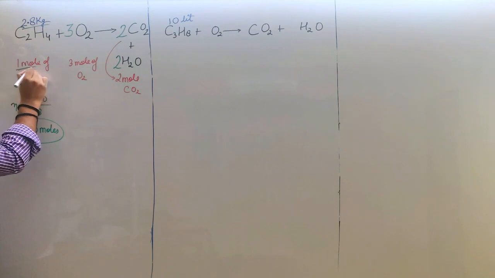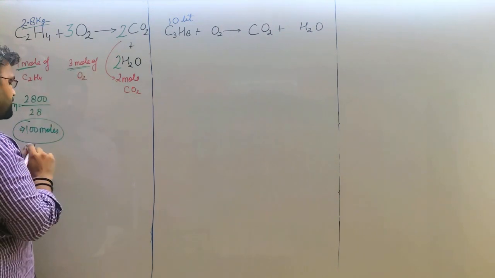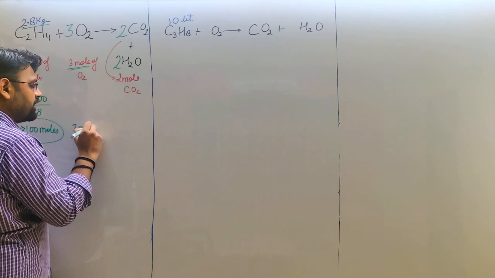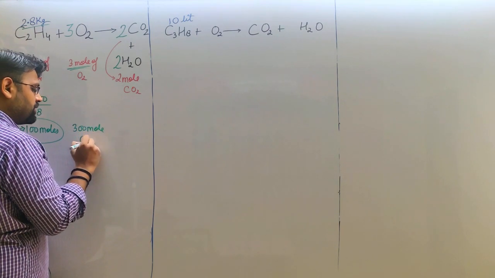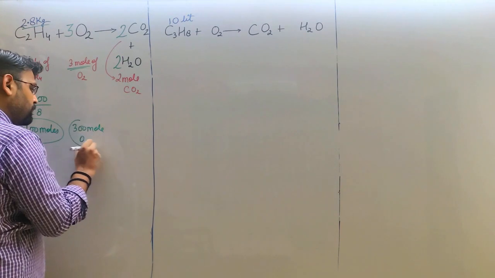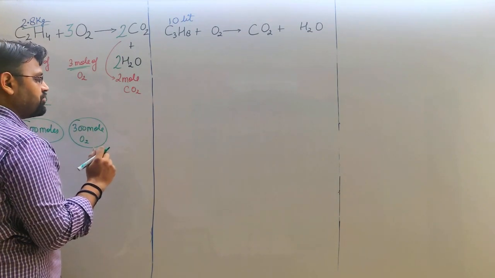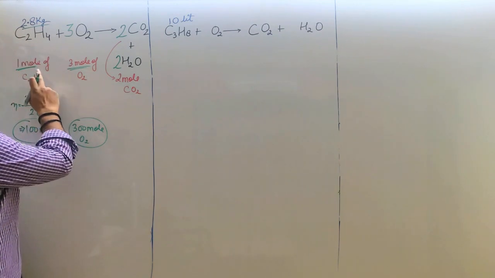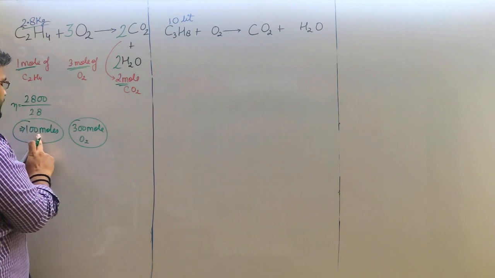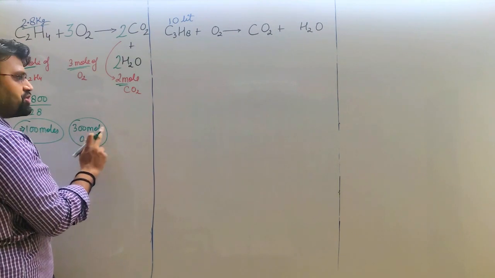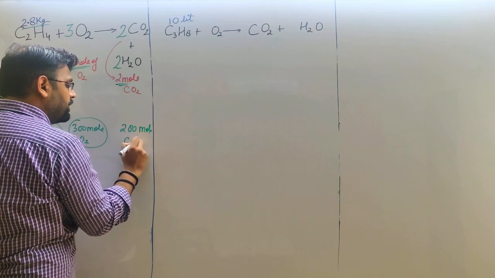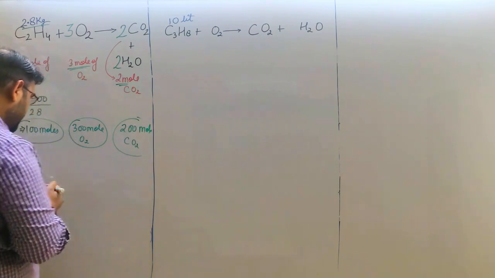Now since 1 mole of C2H4 requires 3 mole of oxygen, 100 mole of C2H4 will require 300 mole of oxygen. Got it? 300 moles of oxygen. And how many moles of CO2 will be produced? 1 mole requires 3 mole of oxygen and 2 mole of CO2 is produced. Similarly, 100 mole will require 300 mole of oxygen and 200 mole of CO2 will be produced. We were concerned with only these things.